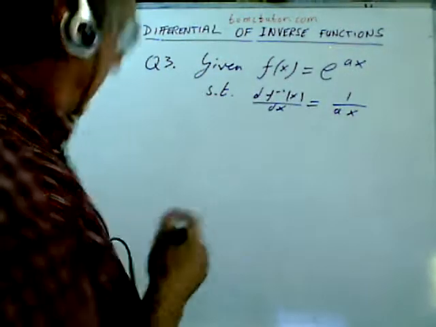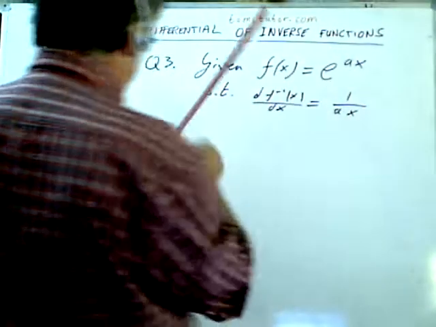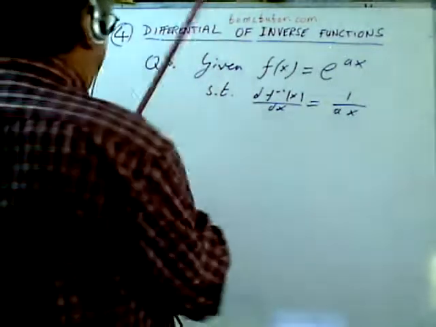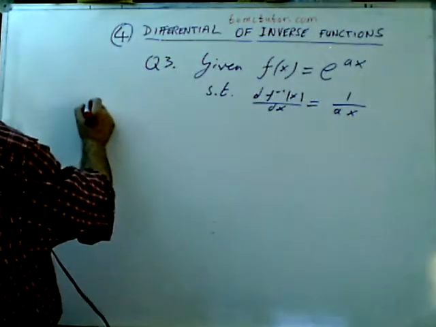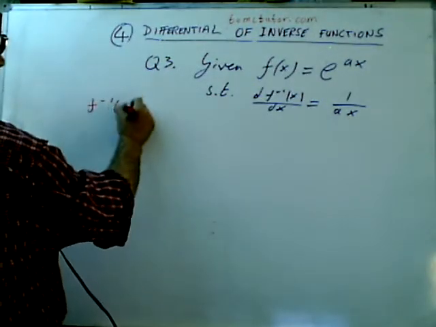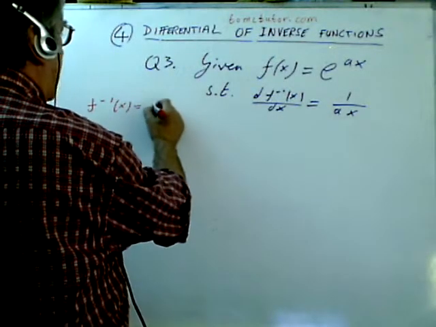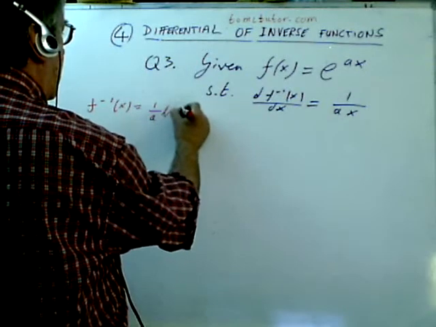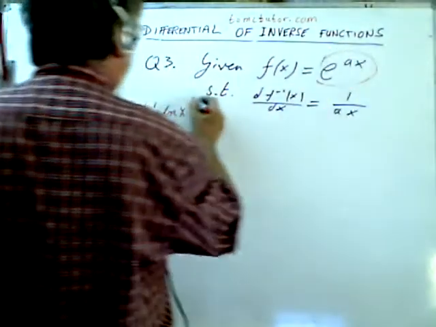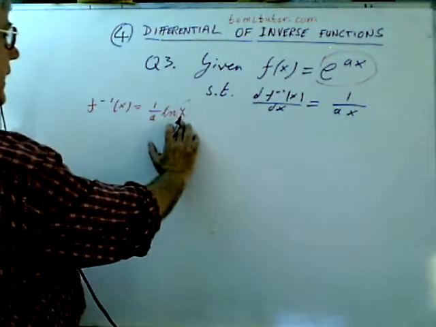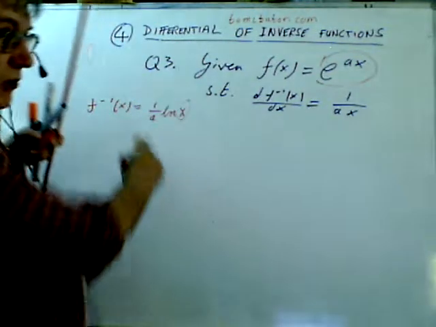Okay, now I know what you're thinking, you guys. Well, the inverse function, f minus 1 of x here, is simply 1 upon a times ln of x. Because if I put that into there, that would just basically return x. Okay, and that's how I know that's the inverse function.